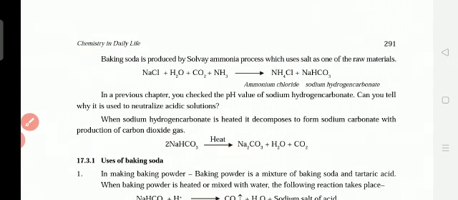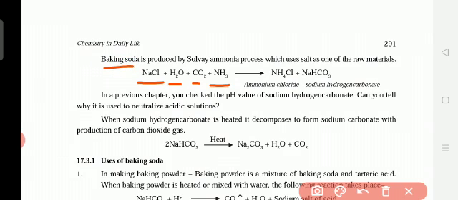Okay, how is it prepared? It is prepared from NaCl, sodium chloride, H2O, water, CO2, carbon dioxide, and NH3, ammonia. So baking soda is produced, meaning prepared, by the Solvay ammonia process, which uses salt as one of the raw materials. In the previous chapter you checked the pH value of sodium hydrogen carbonate.